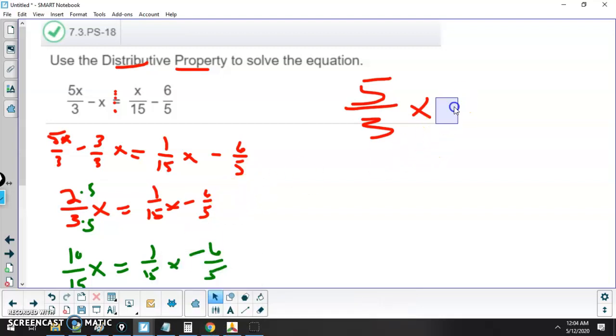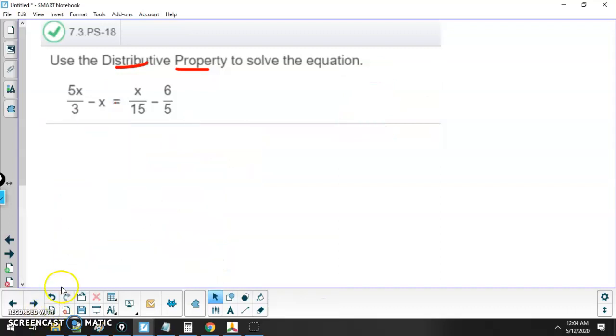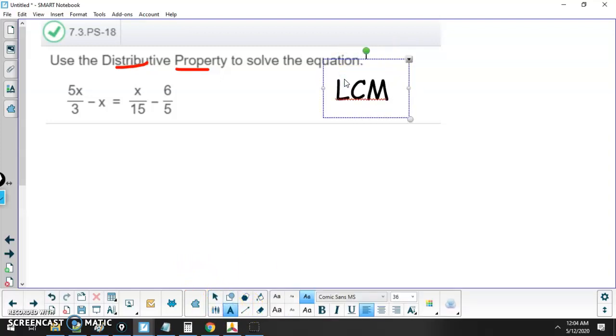So let me show you the other way to do this problem, and that's with the distributive property. If you looked at the helps, they would have told you to do it this way. What the distributive property allows you to do is cancel out all the fractions. So you want to figure out a multiple that will cancel out all the fractions, and that is the least common denominator, essentially. But instead of making the bottoms the same, you're going to be multiplying by that. So the least common multiple is 15.